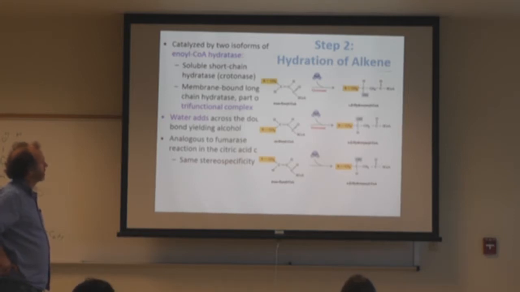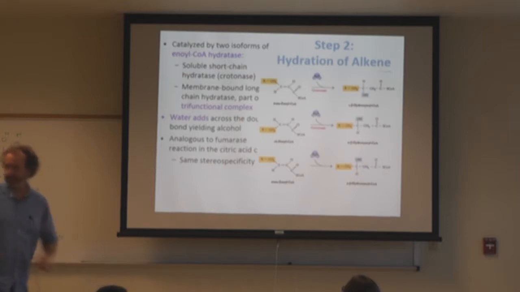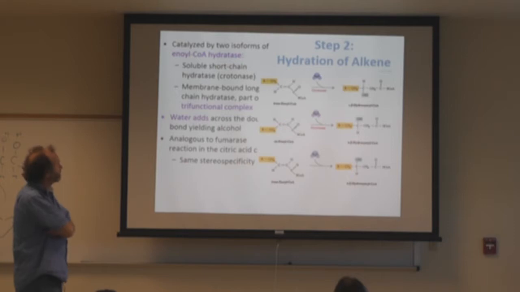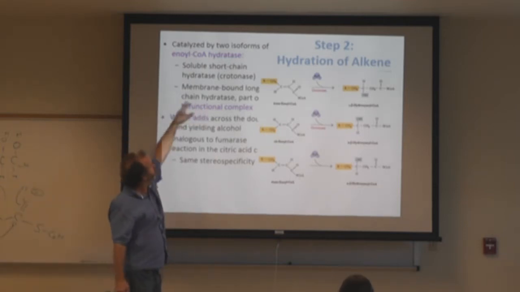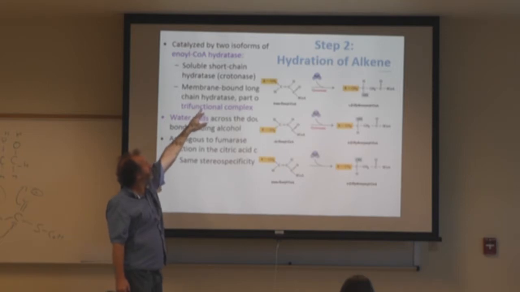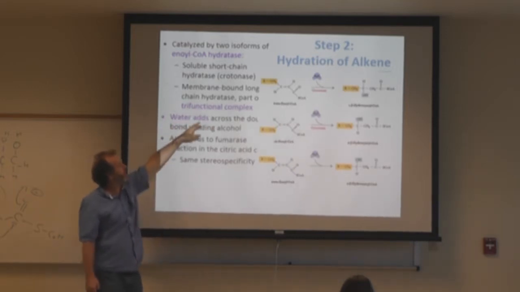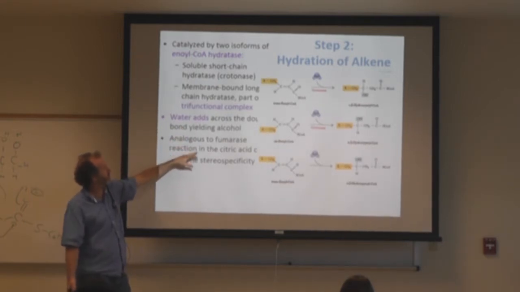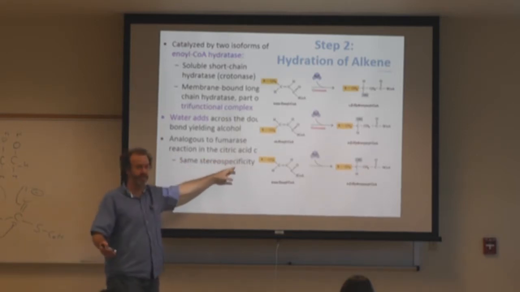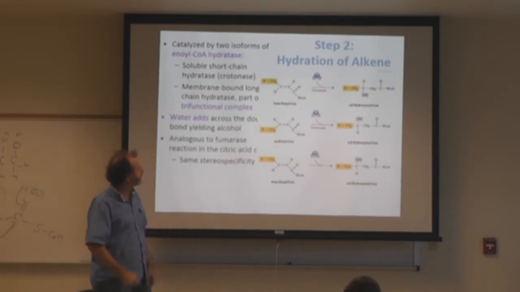And this is the overall reaction. Oh, this is step 2, adding the water. Catalyzed by 2 isoforms of enoyl-CoA hydratase. So hydratase, you're just adding water to a double bond. Soluble short chain hydratase is crotonase. Membrane bound long chain hydratases are part of the trifunctional complex, and water adds across the double bond yielding an alcohol. It's analogous to the fumarase reaction in the citric acid cycle.